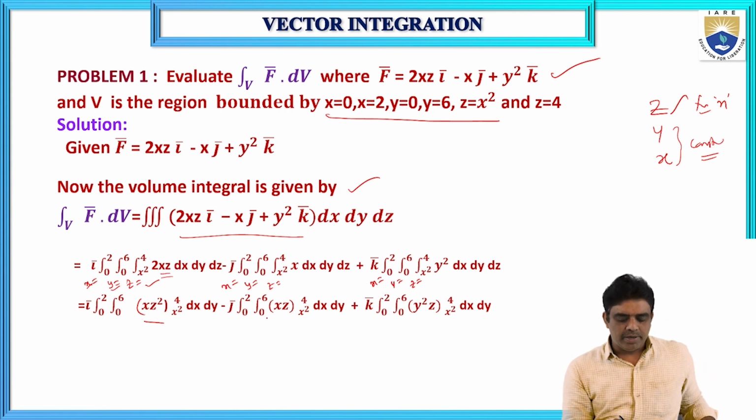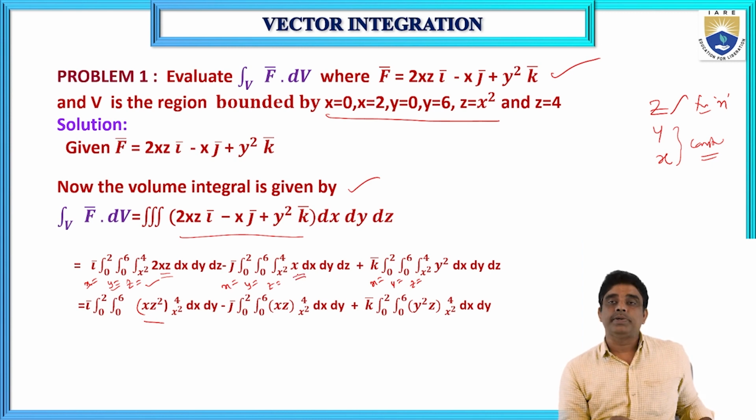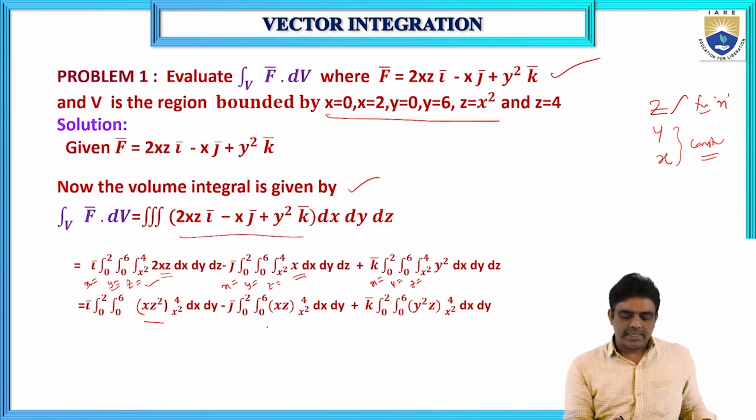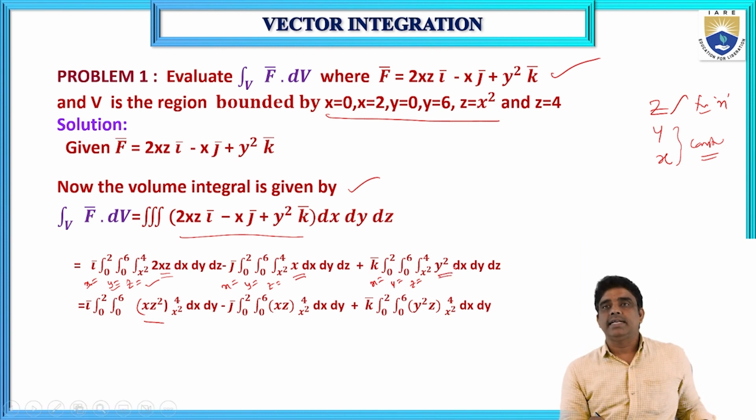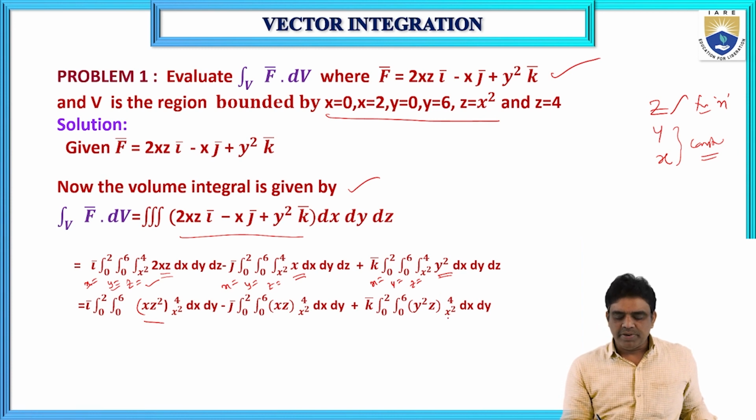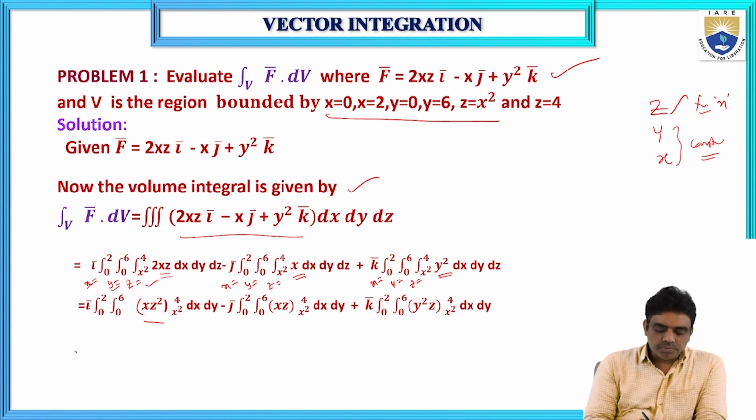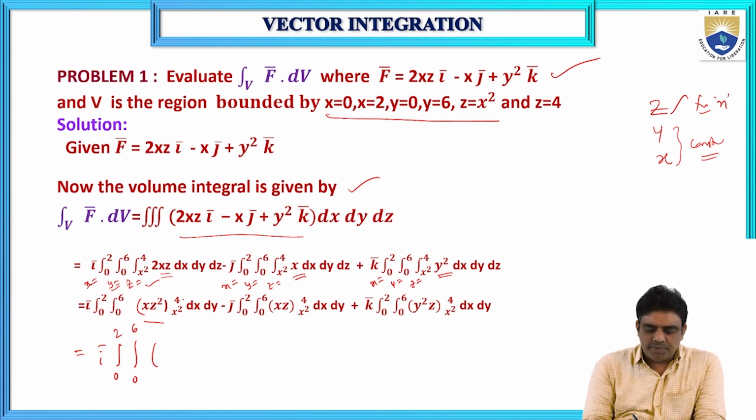Similarly, minus j bar into the integral of x with respect to z first, so the integration is x z between x square and 4; the dz operation is over, leaving dx dy. Plus k bar into the integral from 0 to 2, 0 to 6 of y square with respect to z, that means y square z between x square and 4, dx dy. Now for i bar, the integral from 0 to 2, 0 to 6, you have to replace z with 4 for the upper limit, giving 16x.